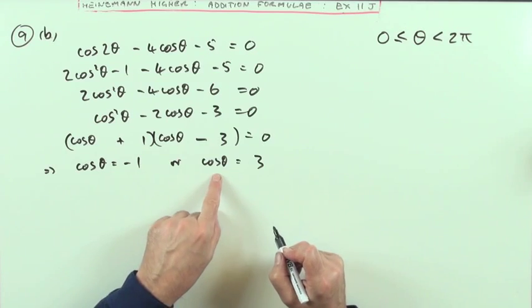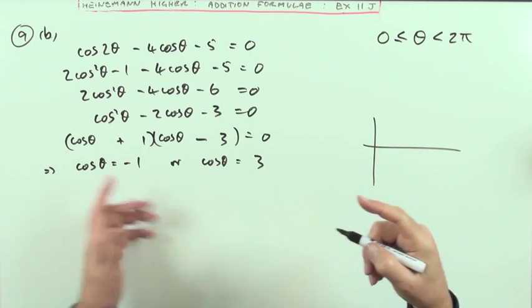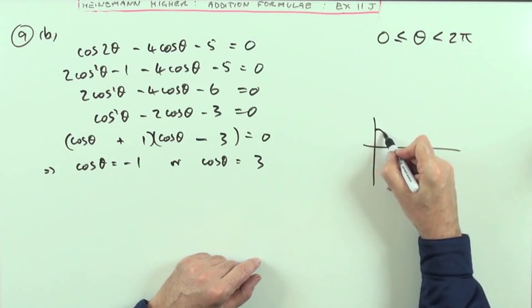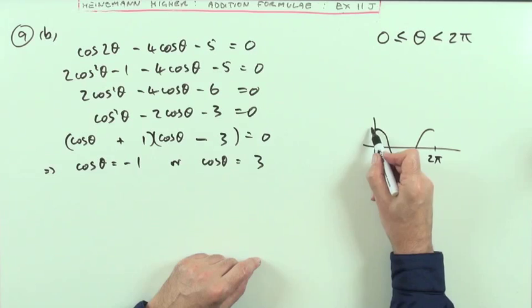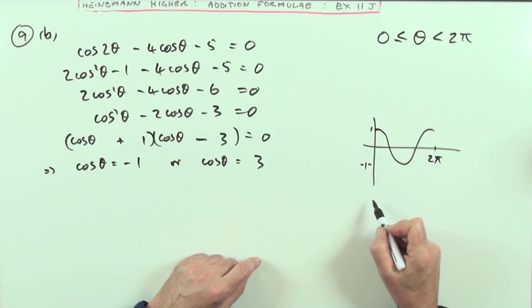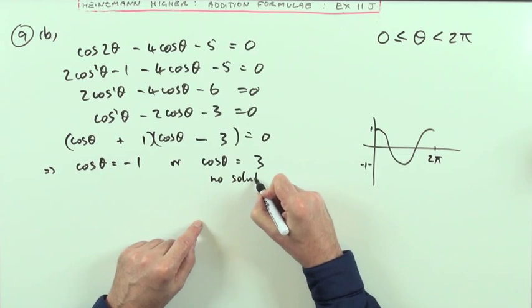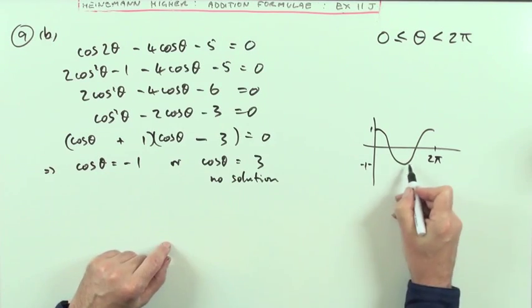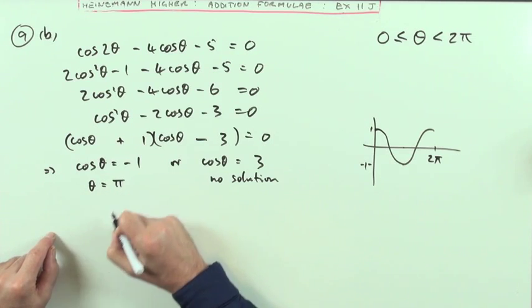But that's quite handy, because cos can't get as high as that. Again, you can just visualise this in your head and answer this immediately, but I'll put it down. Cosine looks like this for its first cycle. It only gets up as high as 1, down at negative 1. It never gets to 3, so for this part there's no solution. For this part, when does it get down to the bottom? That's halfway along. That's when theta equals pi.